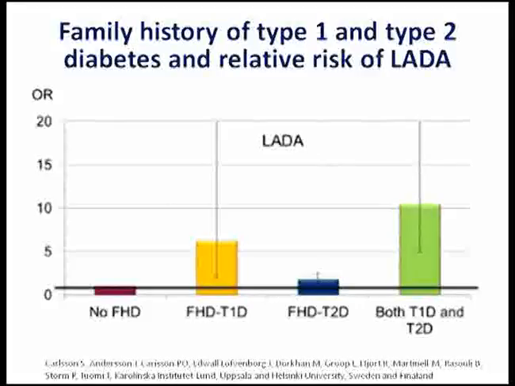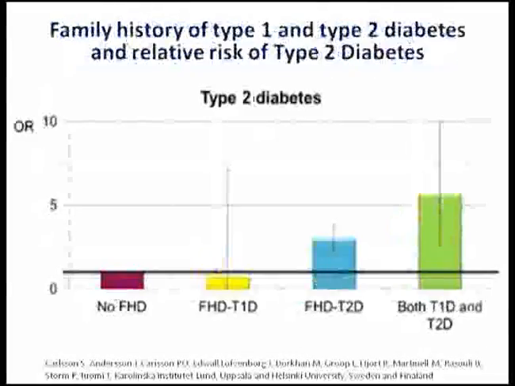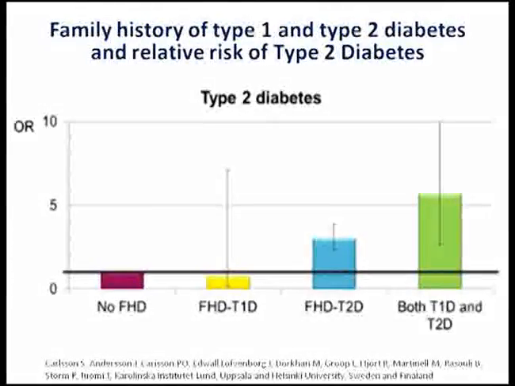When they stratified the LADA patients, they found that those who had a relative with type 1 diabetes were at higher risk for the development of LADA compared to when the family history of type 2 diabetes was seen. But when the family history was positive for type 2 diabetes, then the incidence of type 2 diabetes increased, in contrast to LADA, where the family history of type 1 diabetes was increased.